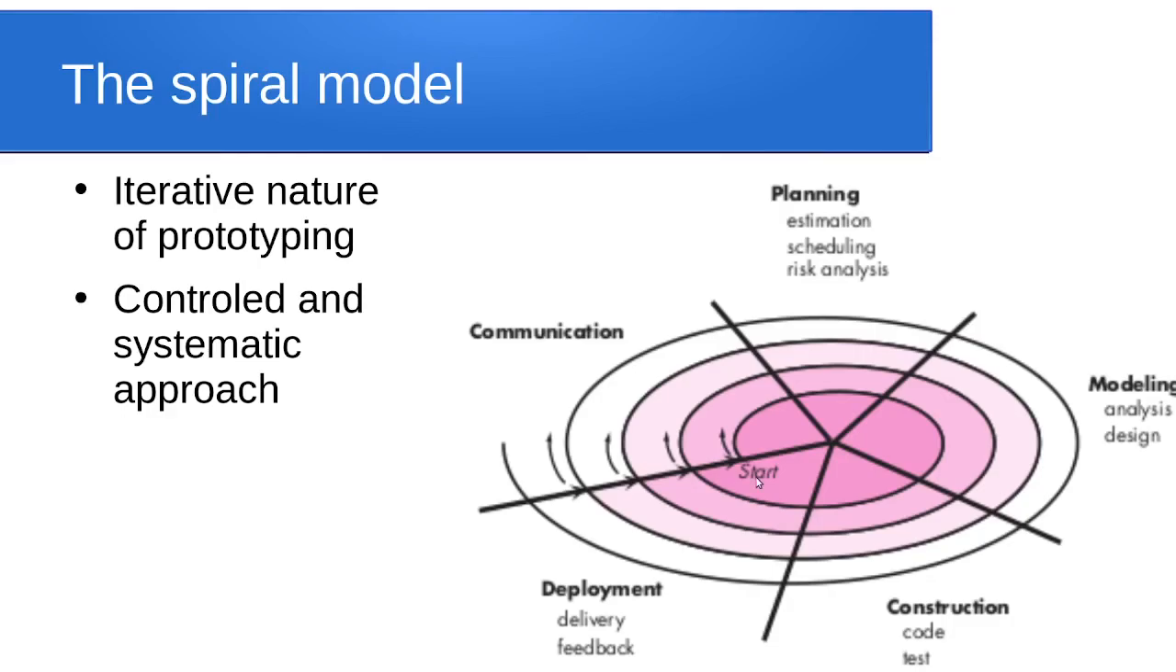Here also you will understand that since this is a spiral, in each cycle we are implementing some new features, and maybe we are also adjusting for changes in requirements, and a new increment is introduced.